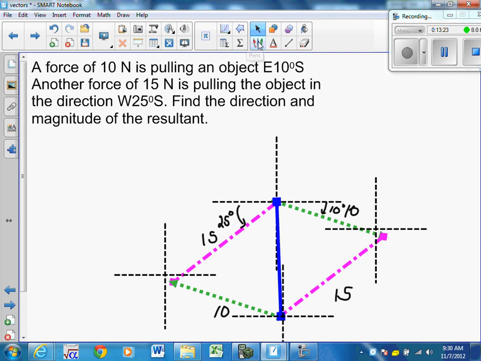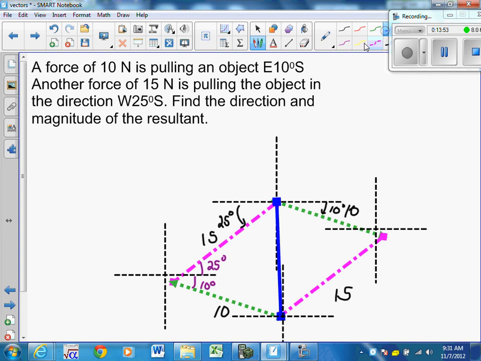So let's see, what angles do we know? Well, we know this angle is 25, opposite interior, and we know this angle is 10. That's where it helps kind of putting these dashed lines everywhere. You can see this green line and this green line are the same. From the horizontal, that's 10. So my big angle is 35.